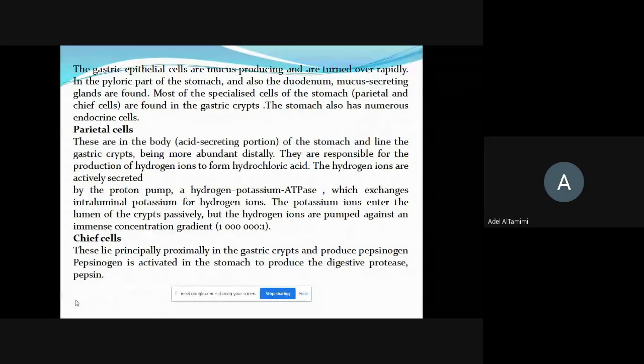The second type of cells are the chief cells, which lie principally in the proximal part of the crypt and produce pepsinogen, which is the inactive form of pepsin. Pepsinogen is activated in the stomach to produce the digestive protease called pepsin. So it is produced in an inactive form and then released into the gastric lumen, where it is activated by the hydrogen ions, by the hydrochloric acid, to form pepsin, which is the active component.